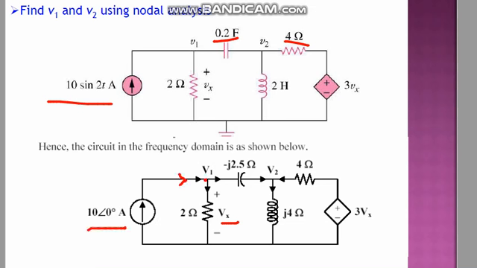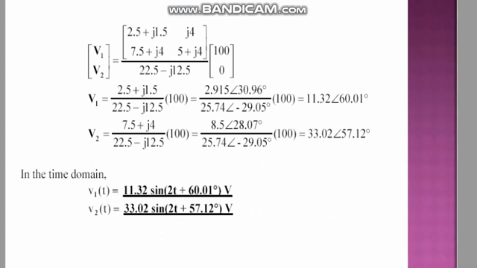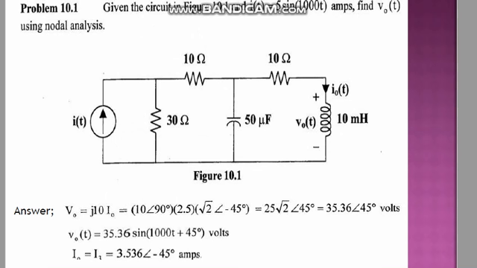There is a 10 ampere input, and the other two outputs are just to be found. That's very basic knowledge, and I have told you in the previous lectures. Then make these two equations, and using Cramer's rule, you can easily find a solution.